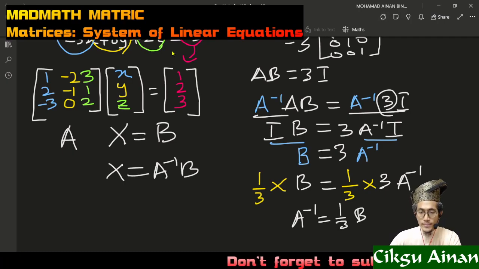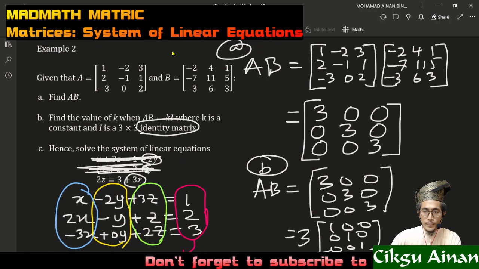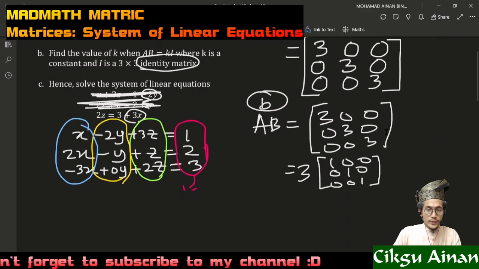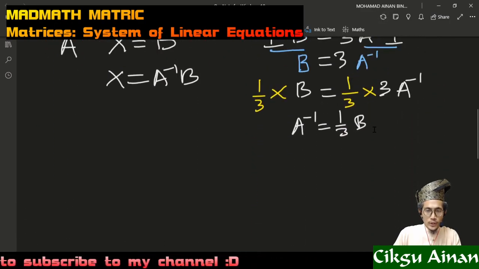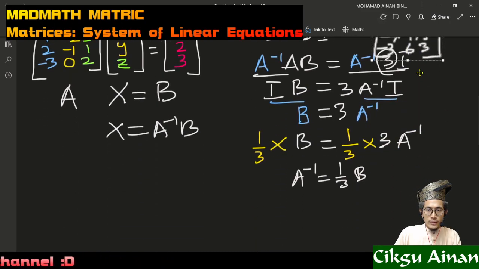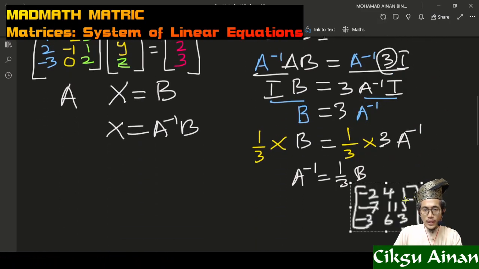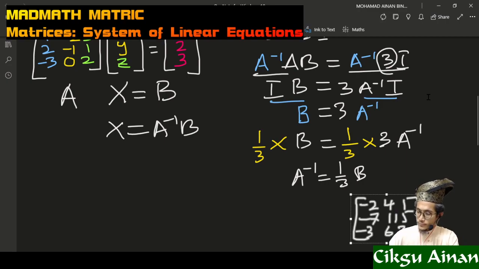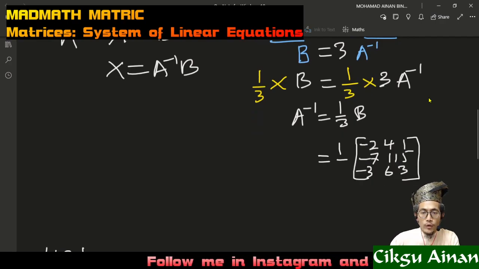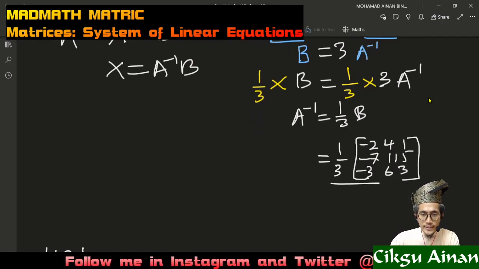Now what is B? B we just copy and paste over here. Okay, over there. I put it over here. And then 1 over 3. So this is the inverse.